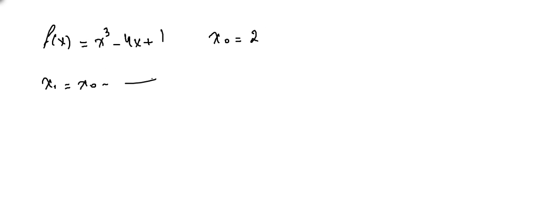Let's start an example. Perform two steps of Newton's method in an attempt to find an approximate root of f of x, let's say f of x equals x to the power 3 minus 4x plus 1. Use x node equal 2 as the initial guess. Again, x1 is equal to x node minus f of x node over f prime of x node, where f prime does not equal 0. What is f prime first? f prime of x is equal to 3x squared minus 4.